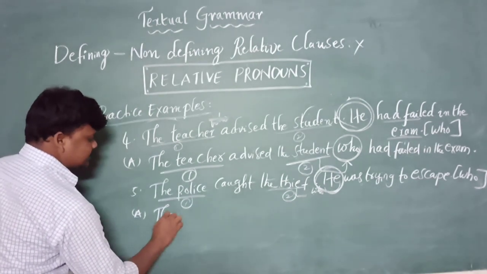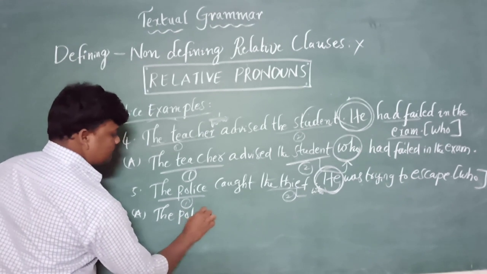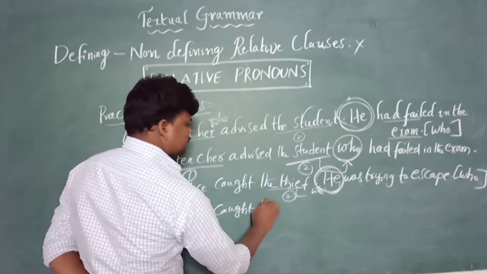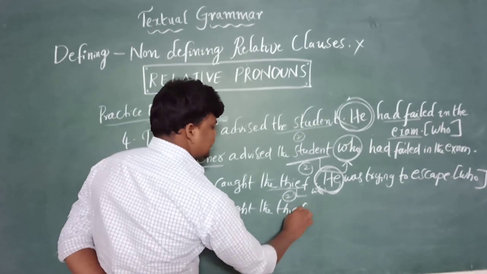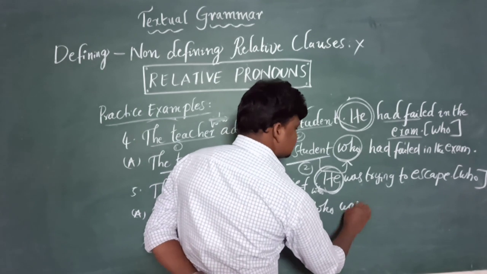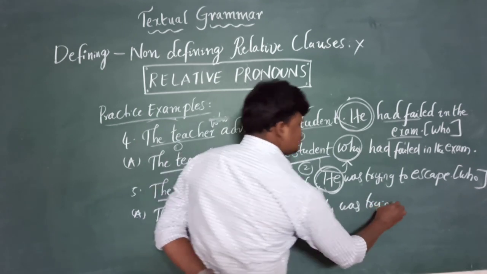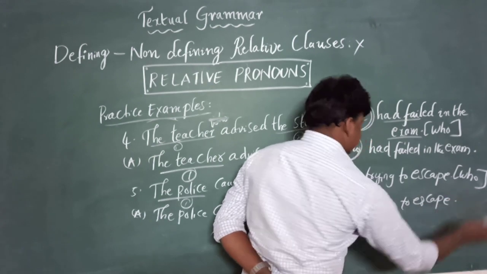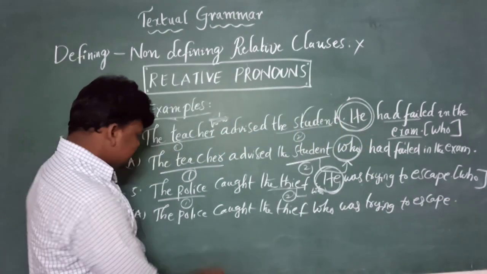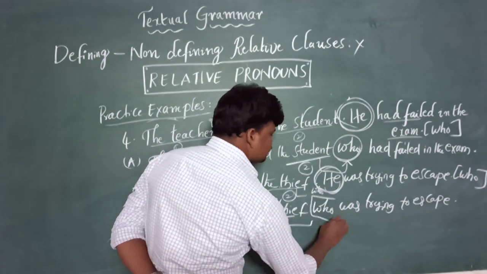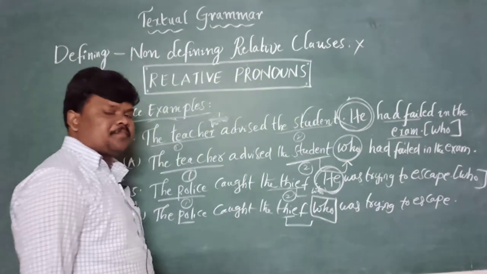The police caught the thief who was trying to escape. Fine. See, first person, second person, immediately follows who was trying to escape.